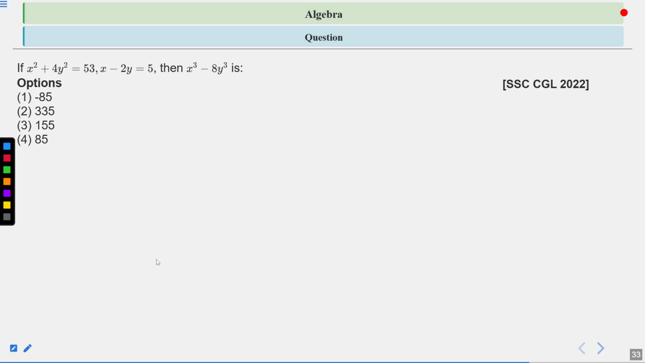If x square plus 4y square equals 53 and x minus 2y equals 5, then what is the value of x cube minus 8y cube? And this question was asked in the SSC CGL exam 2022. So there are 4 options. First one is minus 85, second is 335, third one is 155, and fourth one is 85. Now you have 10 seconds to analyze the question. Your time starts now.